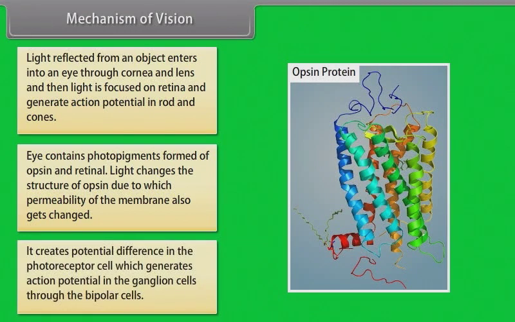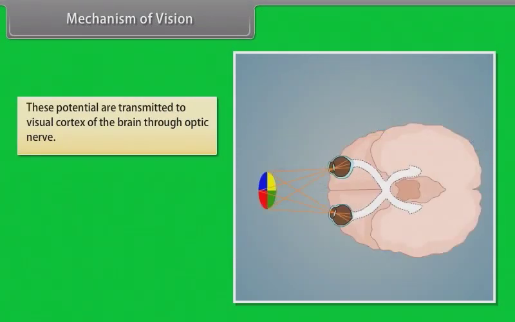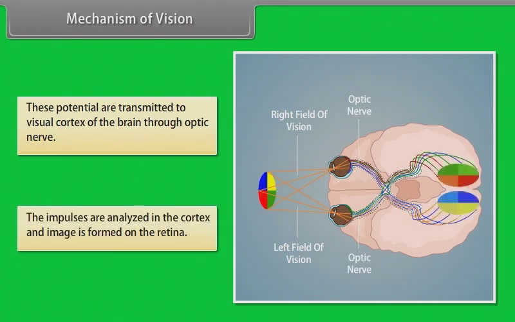It creates a potential difference in the photoreceptor cell, which generates action potentials in the ganglion cells through the bipolar cells. These potentials are transmitted to the visual cortex of the brain through the optic nerve. The impulses are analyzed in the cortex and the image is formed.